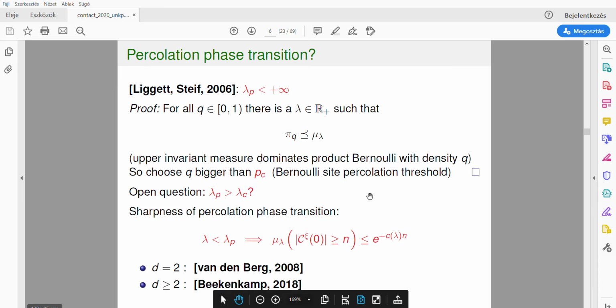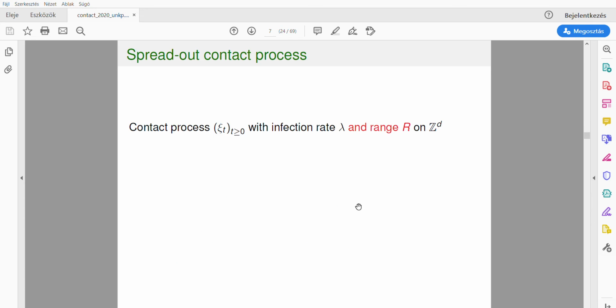That's why people prove results which are only meaningful if the value of lambda is strictly between these two values. So this is an open question, and this open question motivated our work with Daniel. We could not solve this open question, but we do solve something which is relevant.